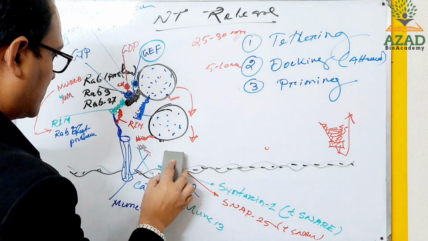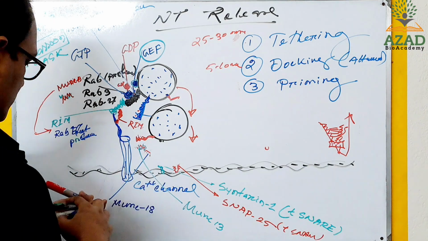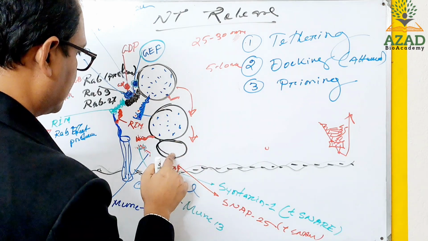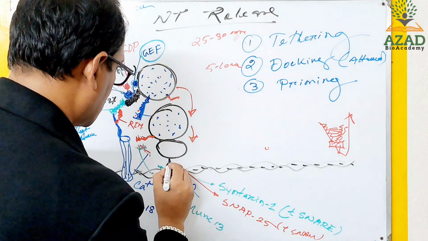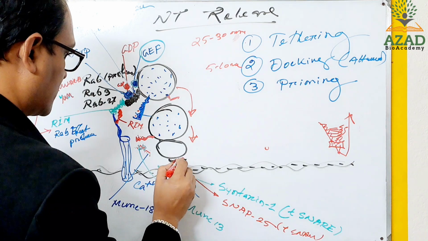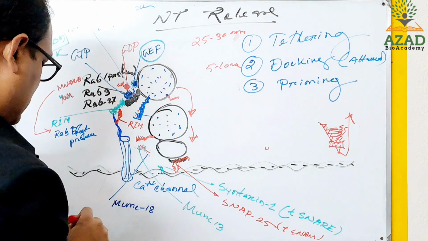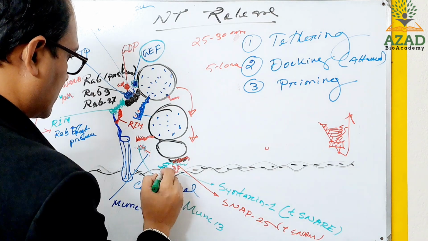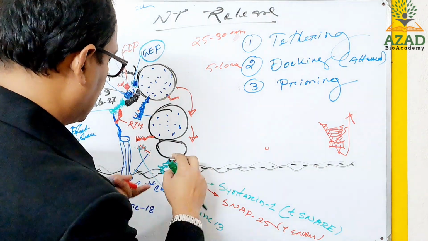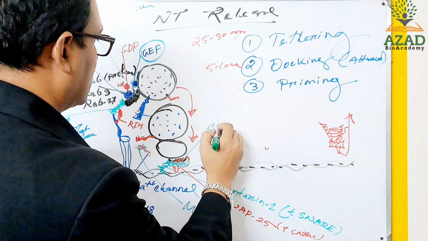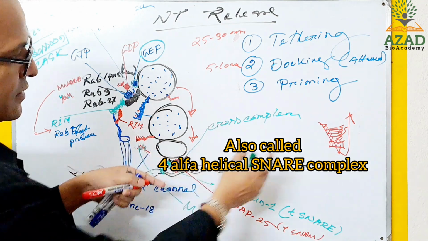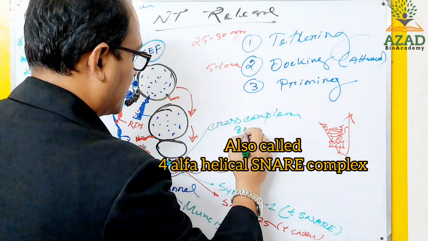So now I will draw, that is your vesicle, and this is synaptobrevin, this is your SNAP25, and this is your syntaxin, and these already make a cross complex, and you can say like G-pairing. So this is the G-pairing.